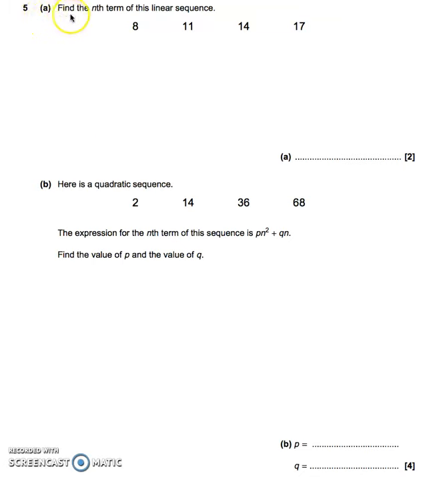Question 5a is about the nth term of a linear sequence. There's a couple of ways of looking at finding the nth term of a linear sequence, but the one I'm going to show you is the one that I often use. It's about finding the difference between the first two numbers, the next two numbers, and the next two numbers. This is term number 1, term number 2, term number 3, and term number 4.